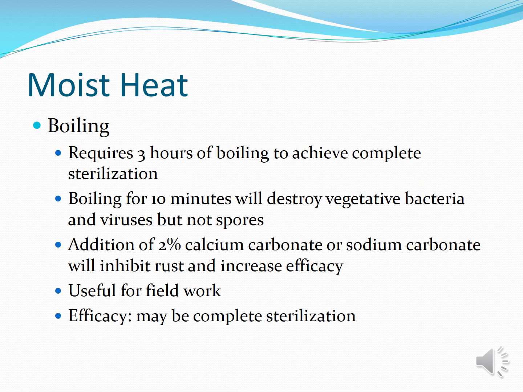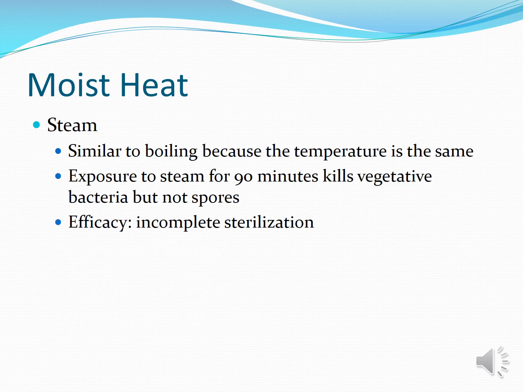Next is boiling. It requires 3 hours of boiling to achieve complete sterilization. Boiling for 10 minutes will destroy the vegetative bacteria and the viruses but not the spores. Addition of 2% calcium carbonate or sodium carbonate will inhibit rust and increase the efficacy. It is used for field work. The efficacy might be complete sterilization, but complete sterilization is not warranted. Next is steam. It is similar to boiling, but the temperature here is the same. Exposure to steam for around 90 minutes kills the vegetative bacteria but not the spores. The efficacy is incomplete sterilization.